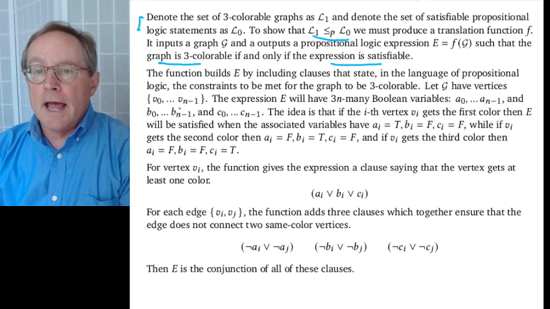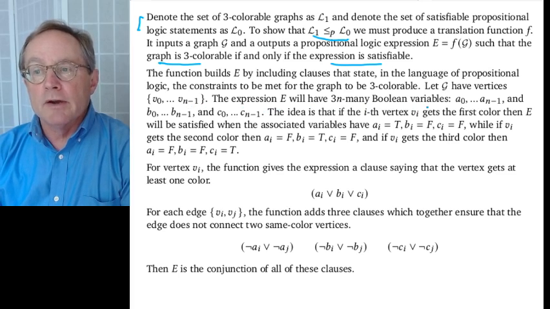So here's what's going to happen. If we have a graph with n many vertices, then the expression will have 3n many Boolean variables. There'll be Boolean variables that I'm going to name with the letter A, n of them. There'll be Boolean variables that I'm going to name with the letter B, n of them. And there are Boolean variables that I'm naming with the letter C, n of them. Well, I often call Boolean variables P, Q, R, but here I need more than 3.